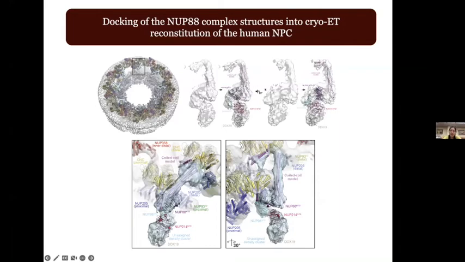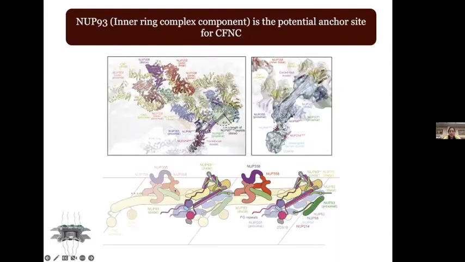We got a model from this channel, and luckily this structure can dock exactly into the only leftover density. By putting this coiled coil in, it is then very easy to put in 88 and 98, because the N-terminal region is there, and then the 214. The model fits the density quite well.